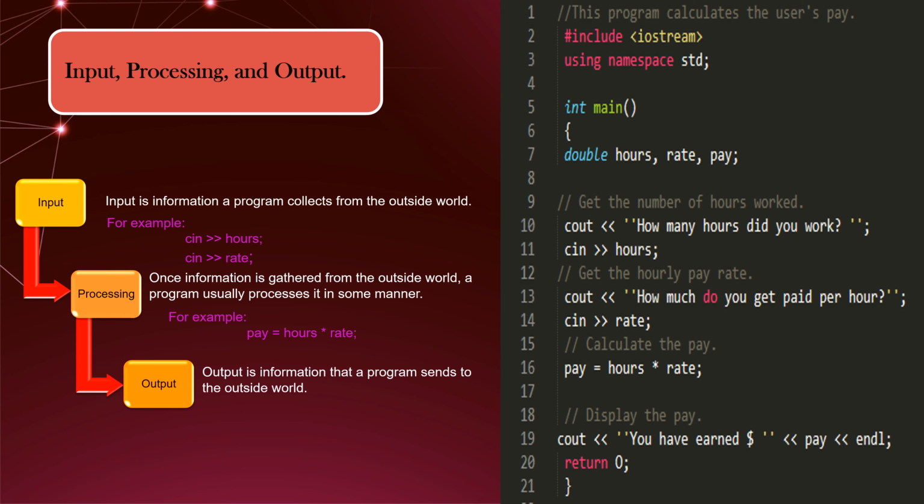Output is information that a program sends to the outside world. It can be words or graphics displayed on a screen, a report sent to a printer, data stored in a file, or information sent to any device connected to the computer. Lines 10, 14, and 21 in this program all use the cout object to display messages on the computer screen. You will learn more about the cin and cout objects in the link given in the description below.